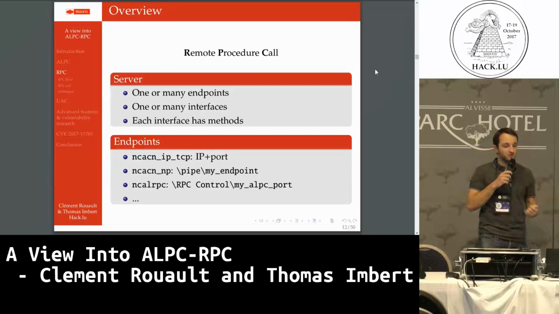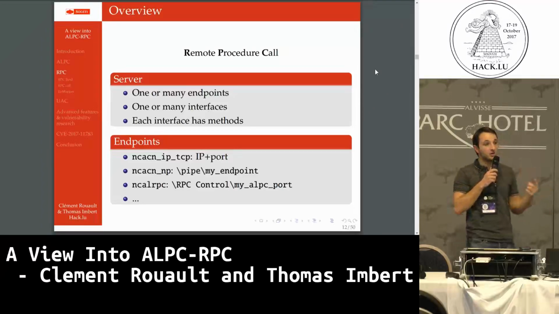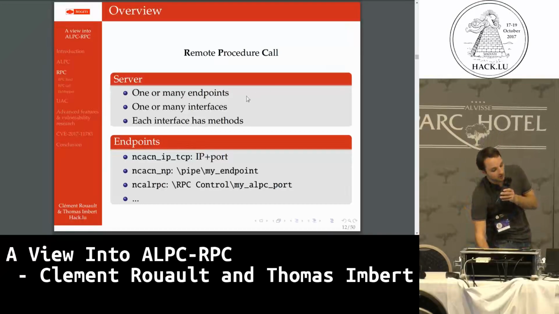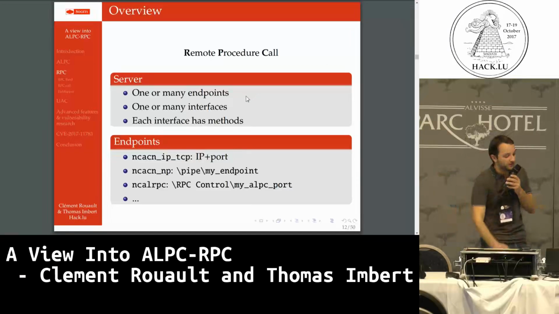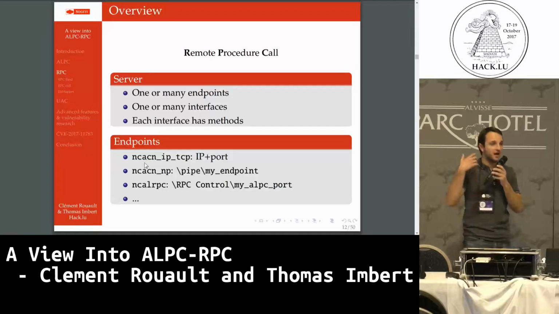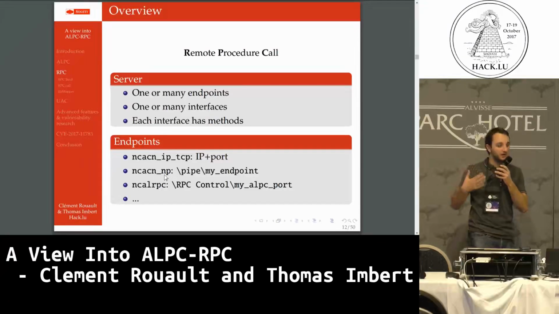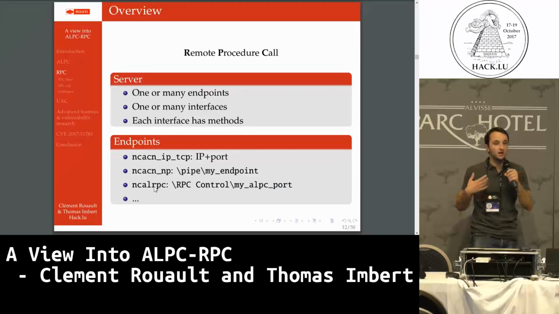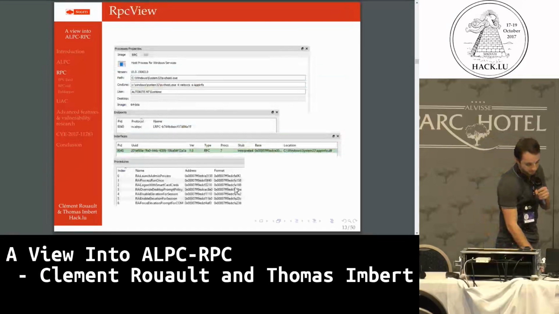And for that, we have a few issues, like how do we communicate with the server, so with the other process, and how do you serialize and deserialize your parameters. On Windows, the server has one or many endpoints. An endpoint is a way to connect to the server, depending on the protocol you're using for the communication. For example, if you have an IP TCP connection, your endpoint will be an IP and a port. If you have a named pipe connection, your endpoint will be a named pipe. And if you have an NCALRPC type of connection, so ALPC connection for RPC, your endpoint will be, of course, an LPC port.